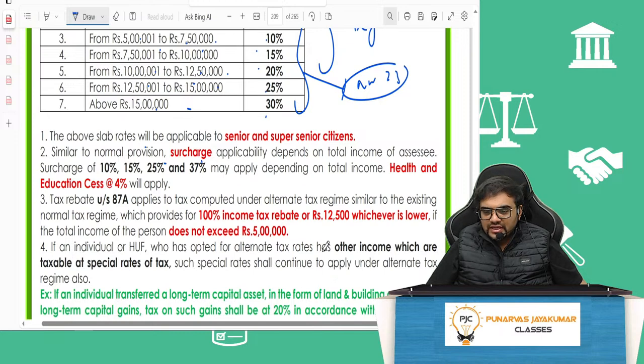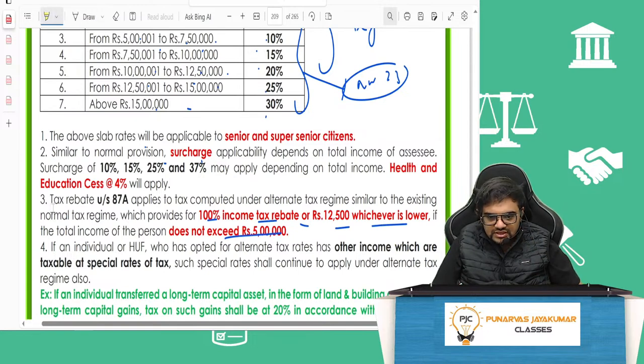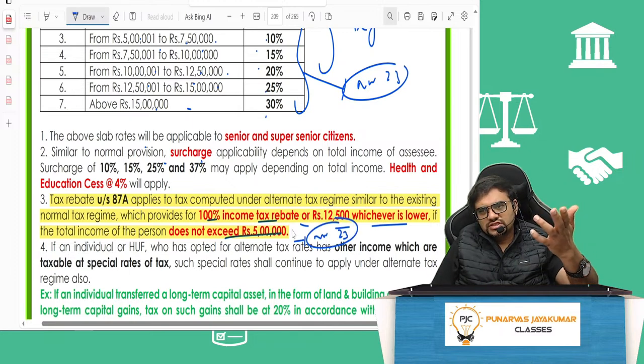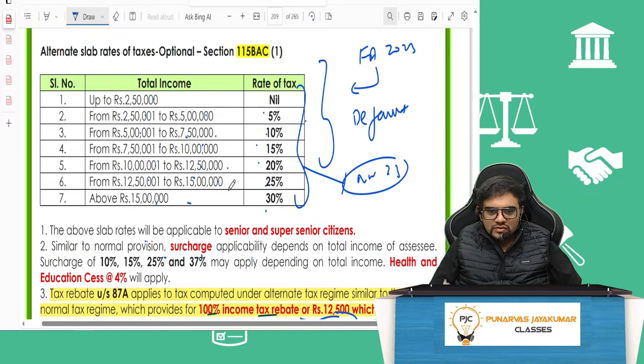Rebate under 87A also, which provides for 100% tax rebate or 12,500, whichever is lower. Yes, this also will apply. How much? Same, 12,500, if income does not exceed 5 lakh. This also has changed, which means this is the last time they can give it in November 23. I am not going to tell you what has changed, but I will tell you that the third point has changed. So, last attempt, November 23. This slab rate also has changed. So last attempt, November 23.